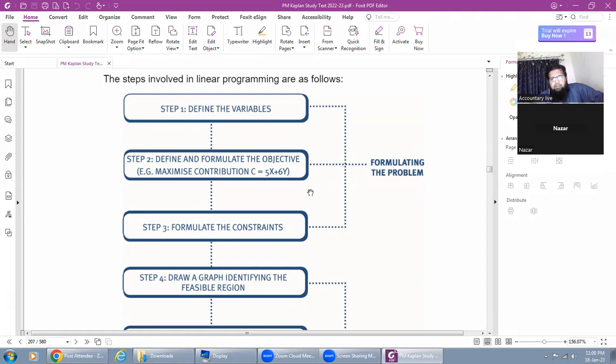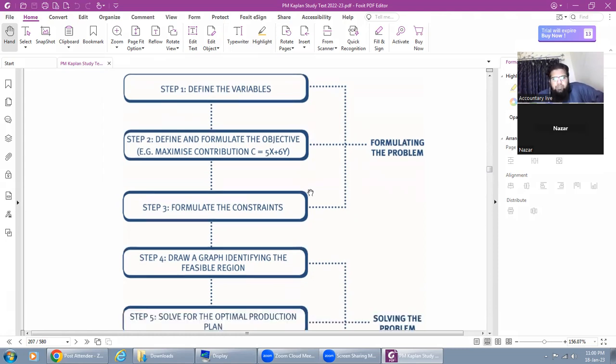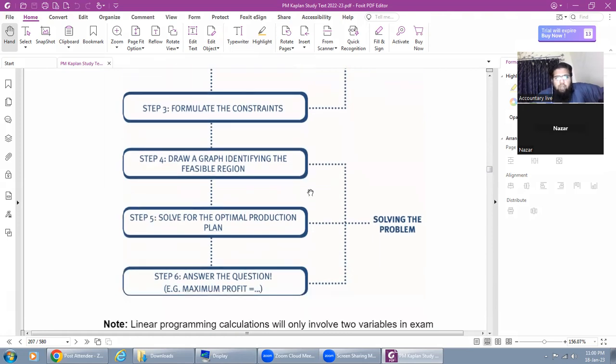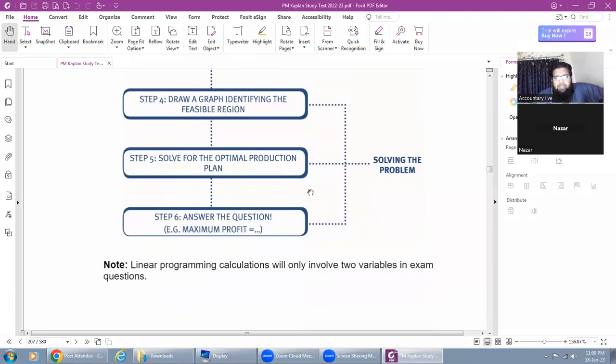We will just study it. Then formulate the constraints as per the formula. We have to formulate our problem. Then draw a graph identifying the feasible region. Then solve for the optimal production plan. Then we have to answer the question, how to maximize the profit.